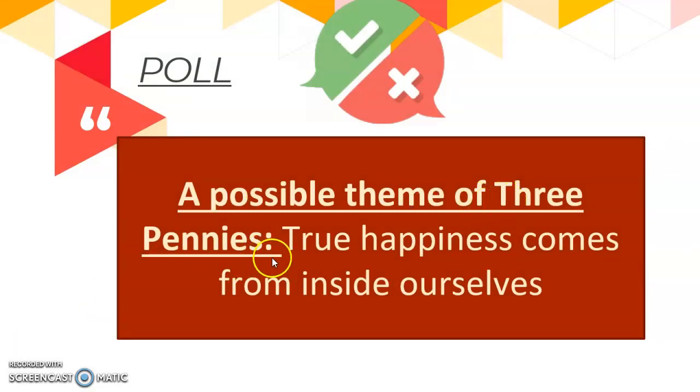So, for a possible theme of Three Brass Pennies, true or false? A possible theme of Three Brass Pennies is that happiness comes from inside ourselves. Well, that's true.